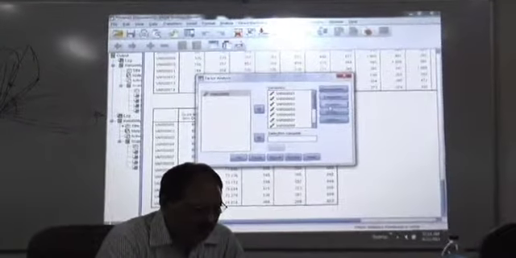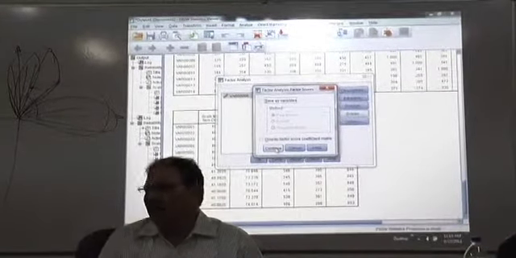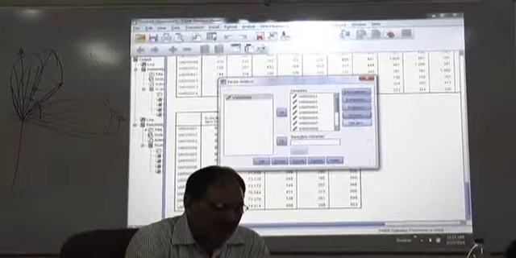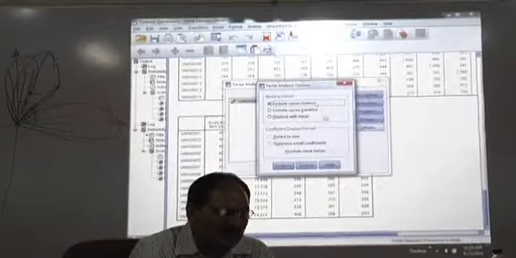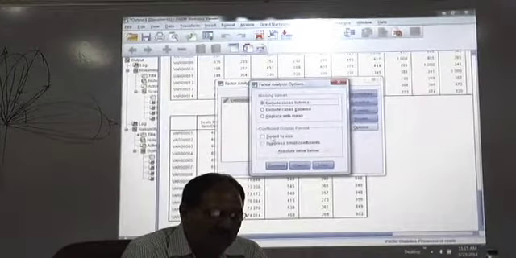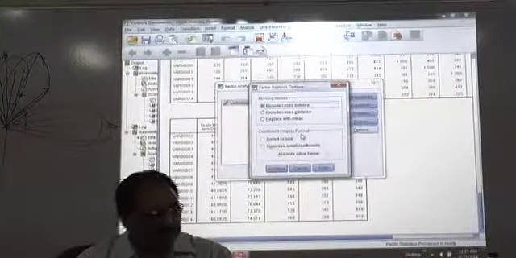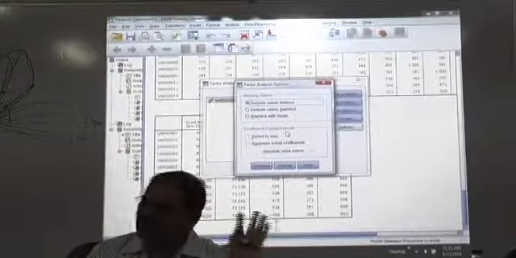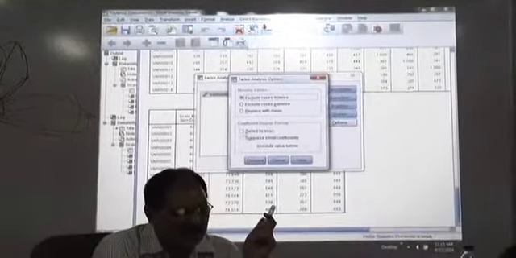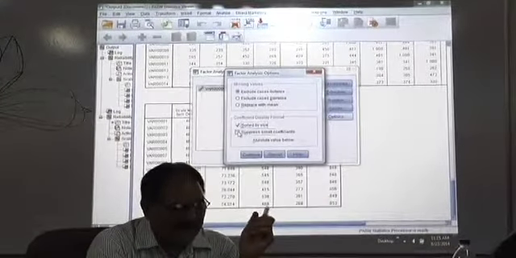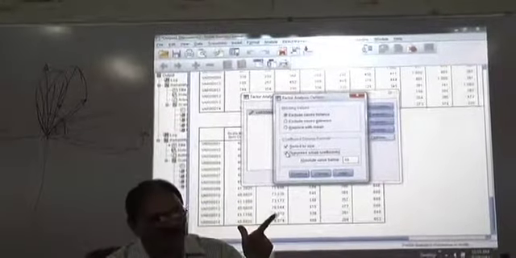Now next, scores. Generally you don't save scores because it will clutter your input matrix. And options. Under options, the top one is how to treat missing values, and the bottom one is coefficient display format. The top one we can continue using, exclude cases listwise, and I have already explained it. The next, it is very important to select sorted by size, because it will sort your statements based on loadings.